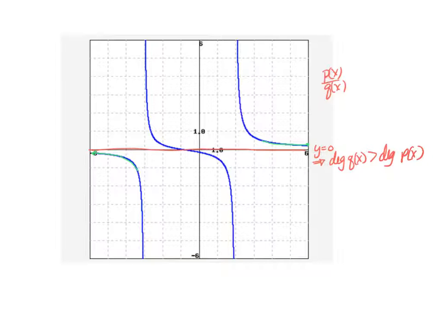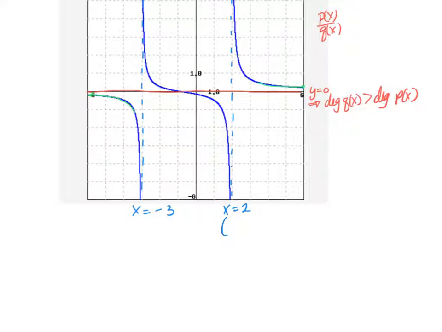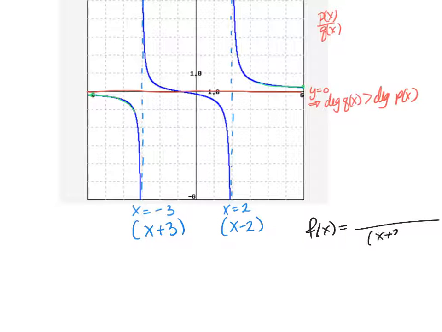The other thing that I look for is that it looks like I've got a vertical asymptote at x equals negative 3, and another vertical asymptote at x equals 2. Where do the vertical asymptotes come from in rational functions? Do they come from factors in the numerator, or from factors in the denominator? They come from factors in the denominator. So I must have a factor of x minus 2 and a factor of x plus 3 in the denominator. So far, my rational function f of x has a denominator of x plus 3 and x minus 2.